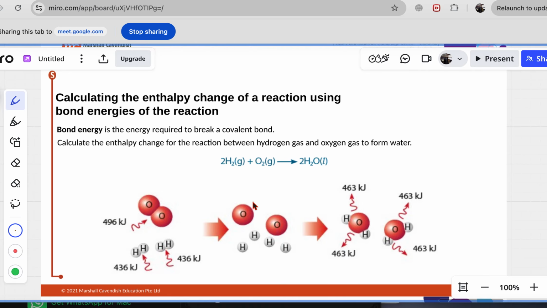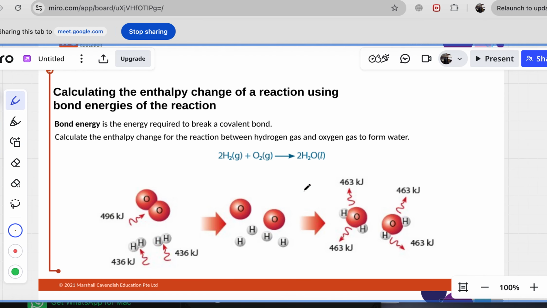Now, it says calculating the enthalpy change of the reaction using bond energies. This is a very important exam question in Cambridge IGCSE. We need to know how to do this. They will give you a table of bond energies for each of them.